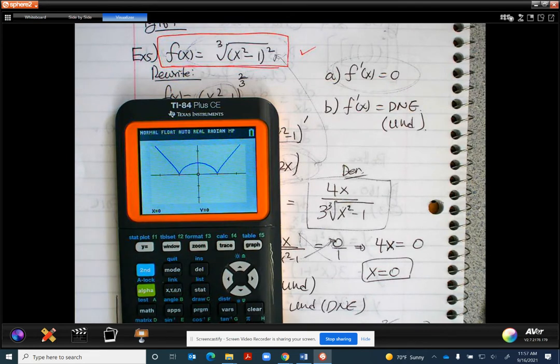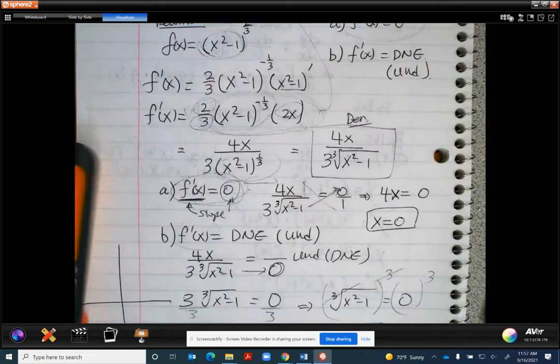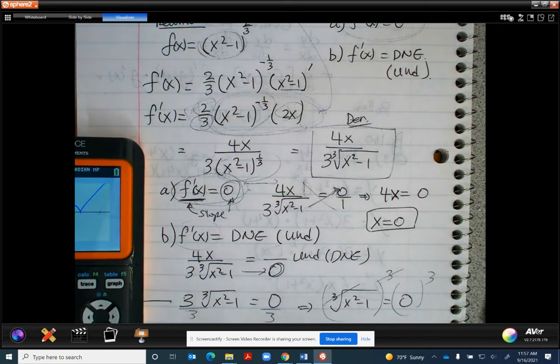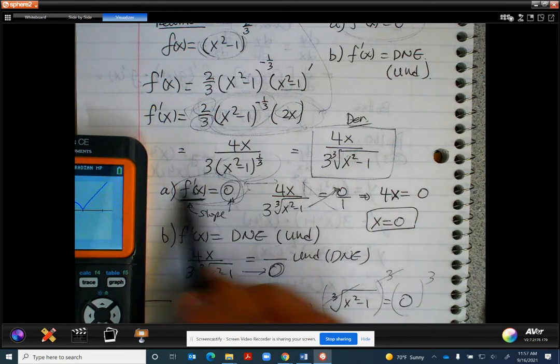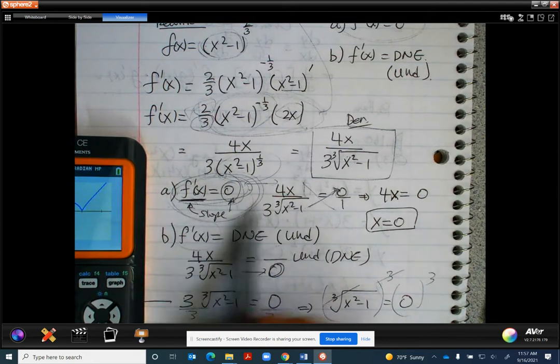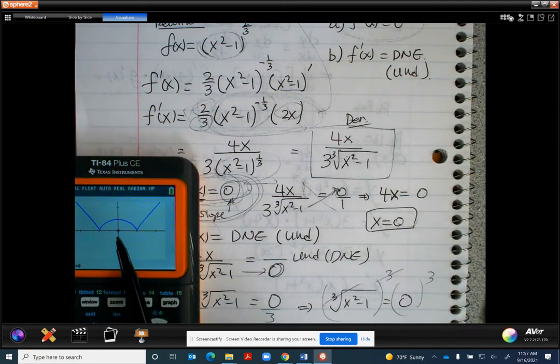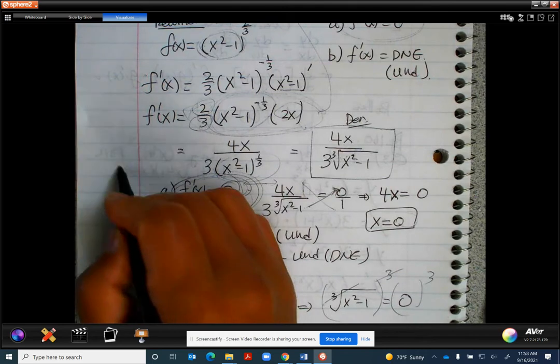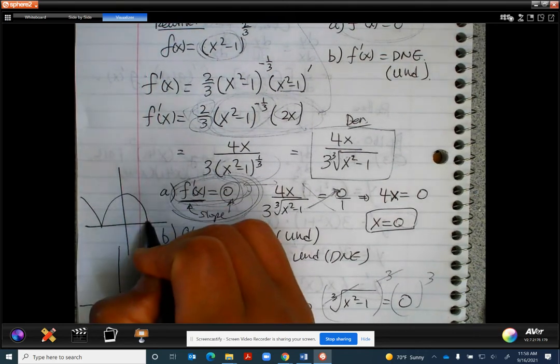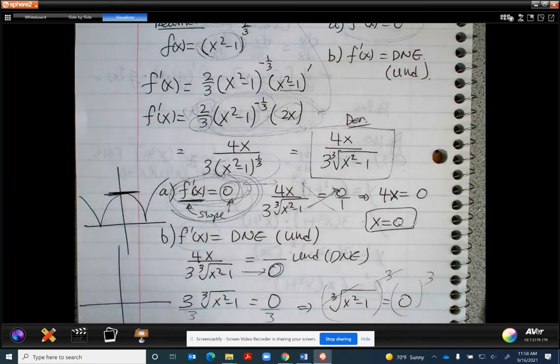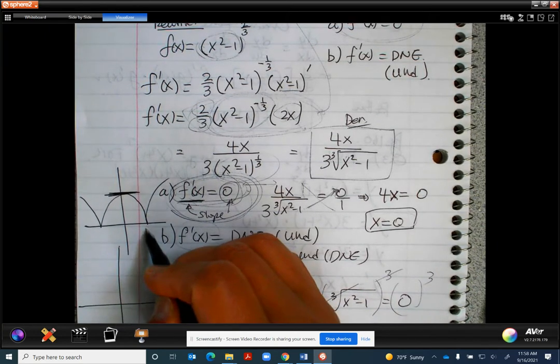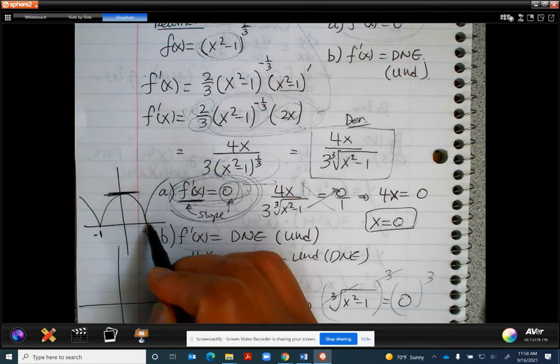Alright, let's see if our answer makes sense. Do you remember part A says your slope is 0 at x equal to 0? Looks like here it is right there. Do you see that hump? Does it look like we have a horizontal tangent line? Yeah. Right there? So doesn't it look like we have a horizontal tangent line at 0? Okay, this one is at positive 1, and this one is at negative 1.